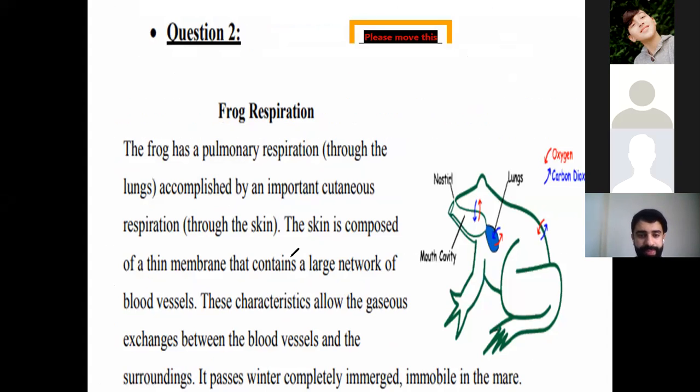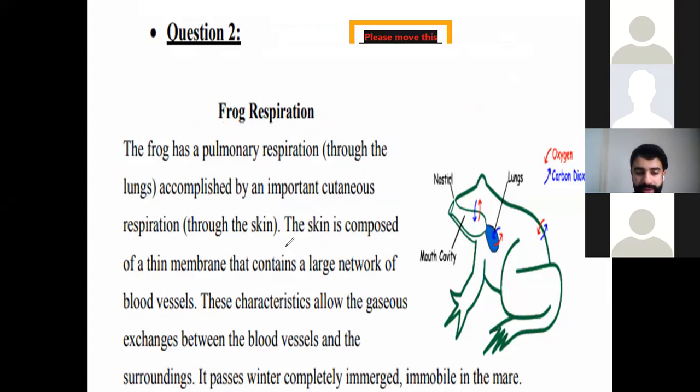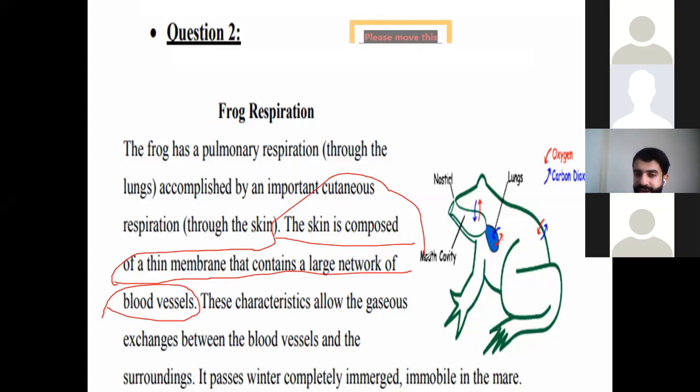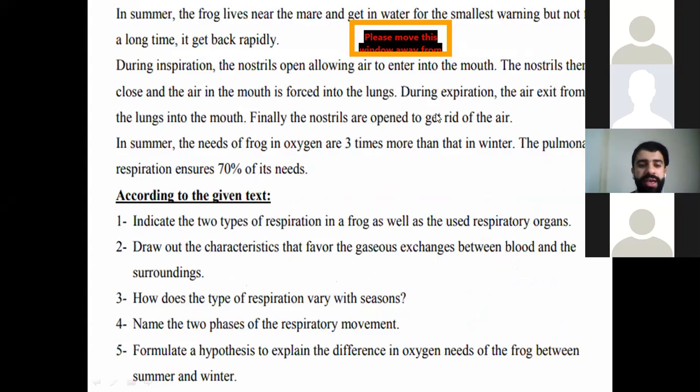Yes, it's mentioned in the text. This characteristic allows the gases to exchange between the blood vessels and the surrounding. What is this characteristic? The skin is composed of what? Of a thin membrane that contains a large network of blood vessels. This is the characteristic. This allows the gas exchange. Since we have a large network of blood vessels, we have a high number of blood vessels. Thank you, Hassan.